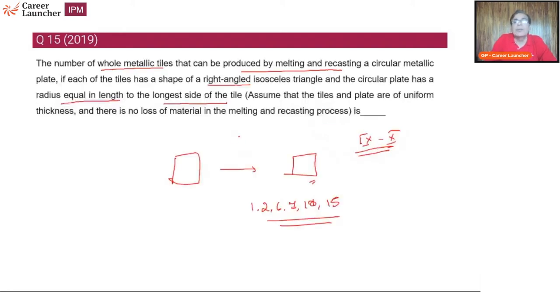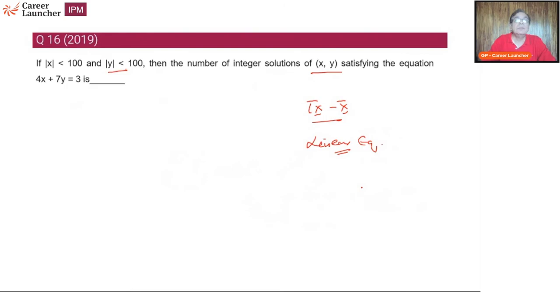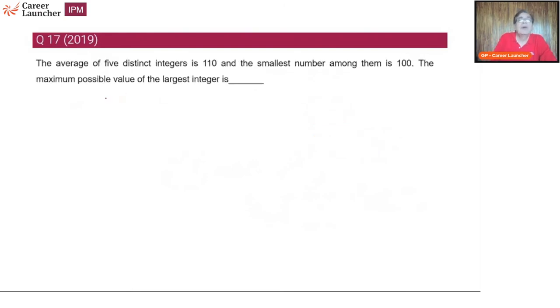So which questions are these? 1, 2, 6, 7, 10, 15. Now we have 16 also. 1, 2, 3, 4, 5, 6, 7 questions. We are almost close to the target number of 8 questions that we had. 17. Oh, we found our 8th question.